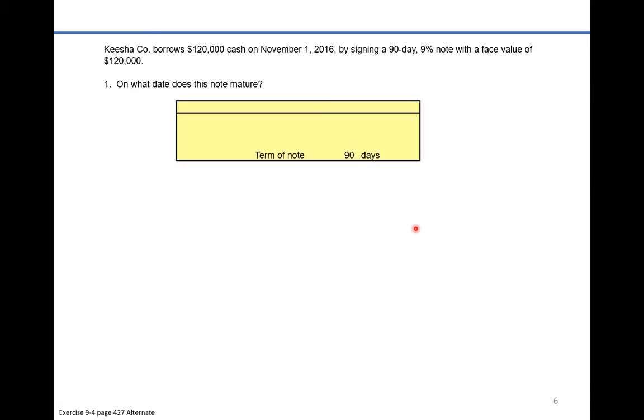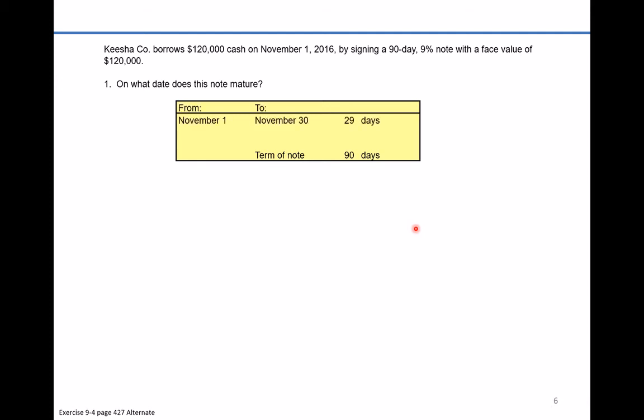They borrowed $120,000 of cash on November the 1st, 2016. They signed a 90-day 9% note with a face value of $120,000. We're first asked, on what date does this note mature? So let's just put up a short little graph here with a few calendar dates in it. We know the term of the note altogether is 90 days.